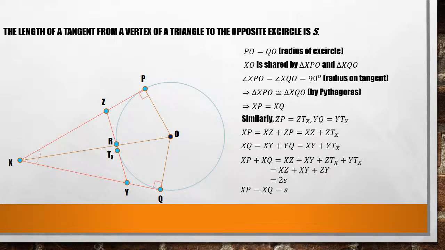And since we know that XP is equal to XQ, we simply divide both sides by 2, and we get that both of them are equal to s. And it's proved.